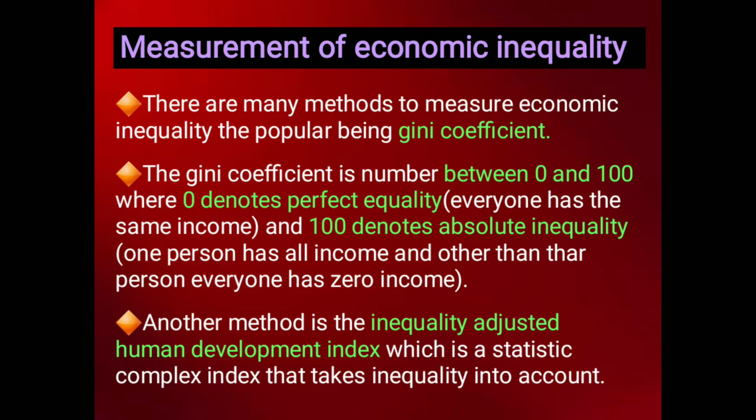Now let us see how to measure economic inequality. There are many methods to measure economic inequality. The popular one is Gini coefficient. Gini coefficient is nothing but a number between 0 and 100, where 0 denotes perfect equality. Here, everyone has the same income, and 100 denotes absolute inequality. Here, one person has all income and the rest has 0 income.